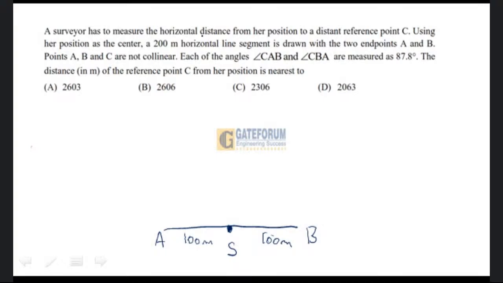Okay. And see horizontal distance from her point to a distant reference point P. Now point A, B, C are not collinear. C can be anywhere on these points. Each of the angles CAB and CBA are measured as 87.8 degree. So primarily they are equal. For an angle both from a point, the subtended angle to A and B, they are equal, clearly indicates that this point C should be the other vertex of an isosceles triangle ACB, where AC and BC must be equal, and this angle is, as they said, 87.8 degree. Both of these angles, 87.8 degree.